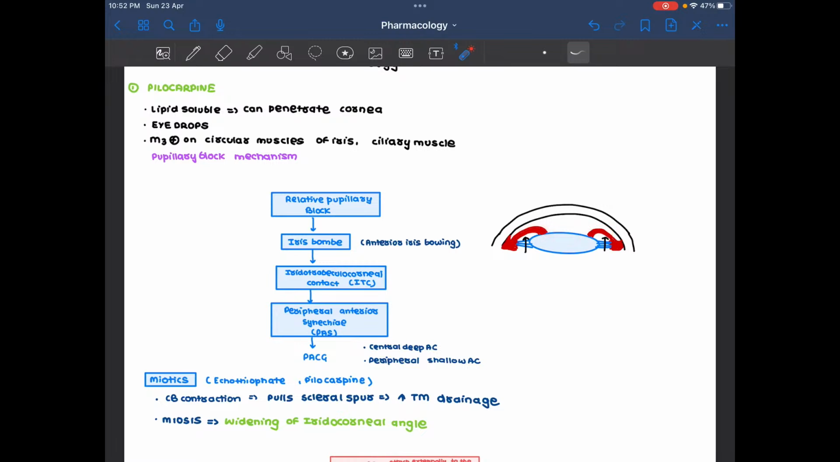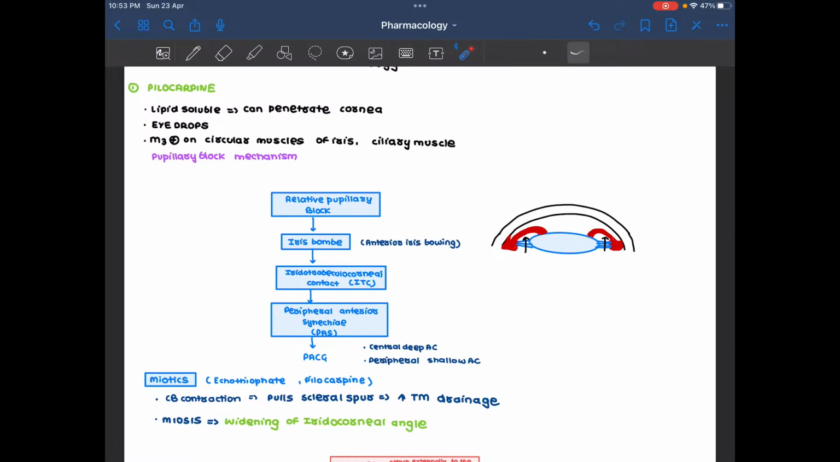So why does this happen usually? I'm just going to tell you. Any glaucoma patient goes into a low light situation, mainly a movie hall, and what happens is his eye mainly undergoes mydriasis. When this mydriasis occurs, this iris is going to contact your lens, and that's going to be called a relative pupillary block.